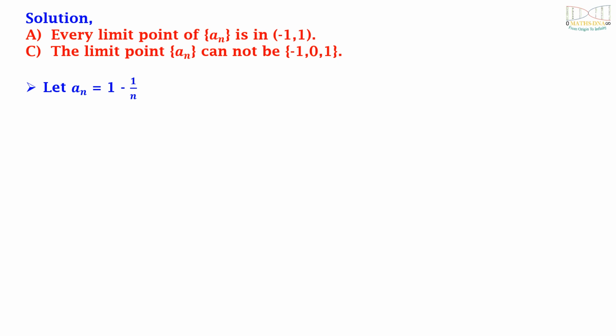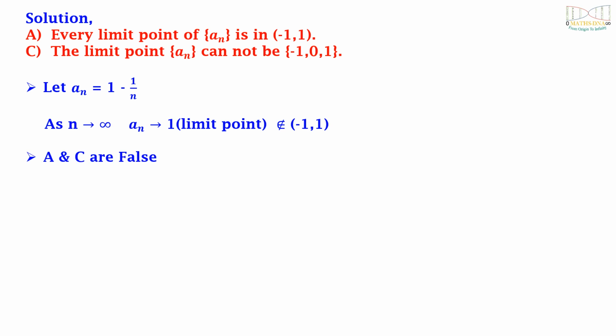Let an equals 1 minus 1 by n. Here, as n tends to infinity, an tends to 1, which is a limit point that does not belong to the open interval -1 to 1. Therefore, we get option C and option A are false.